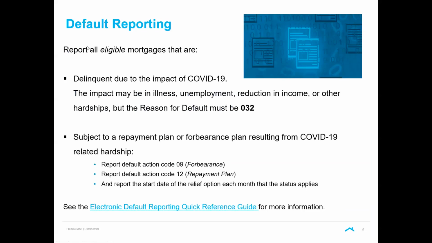So if that borrower has missed a payment, and also the hardship reason is COVID-19, at that time there should almost always, if not always, be a forbearance in place. And so we should usually be seeing both the 032 and the 09. And then we also have here the repayment plan code, which is 12, which is a common transition from a shorter term forbearance option. Okay, can we go to the next slide?